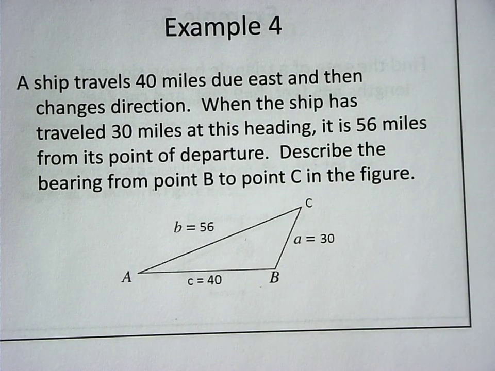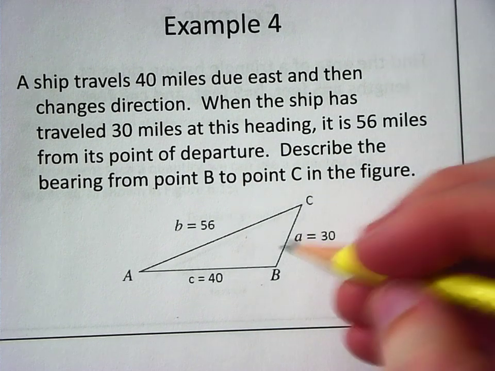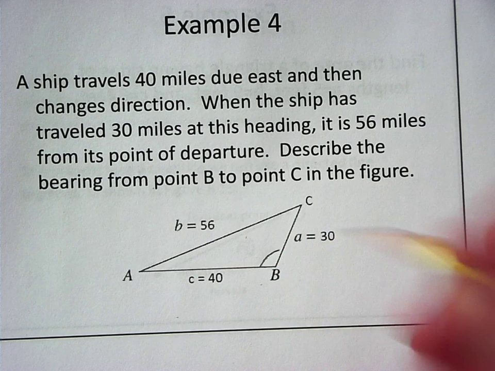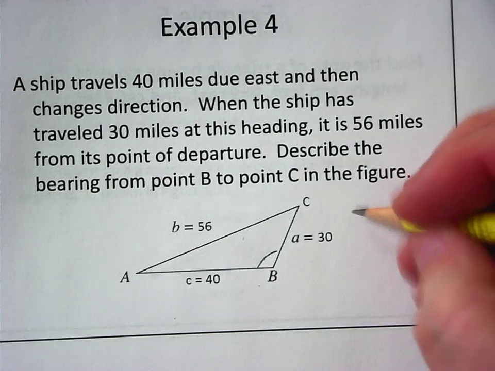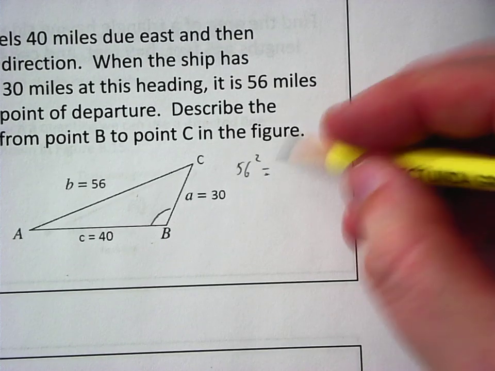From here, what angle do I actually want to find on this triangle to start? B, because I want the bearing from B to C, so I need to figure out the angle at B. Obviously law of cosines, since we're in that section and have all three sides. What's going to be by itself? B squared, 56 squared. Go ahead and find angle B.